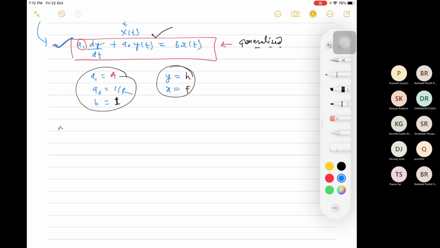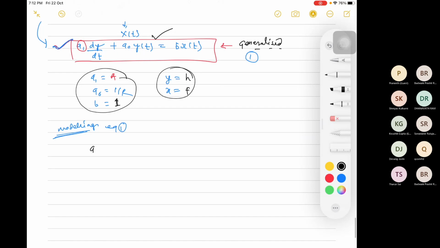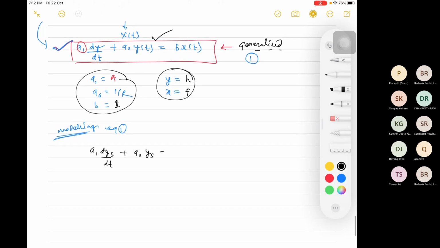Can you write down? First step is modeling the system. After modeling, let's say you got equation 1. Now what is the next step? Before the Laplace transform, writing the equation at steady state. So write down: a1 dy_s/dt plus a naught into y_s is equal to b into x_s. y_s is the steady state value of y of t, so just replace y of t by y_s. Suffix s, not in bracket s, because y of s is the Laplace and this y suffix s is the steady state value.